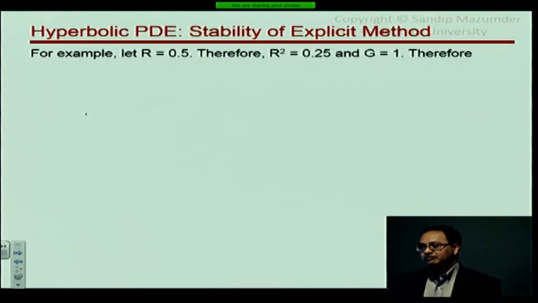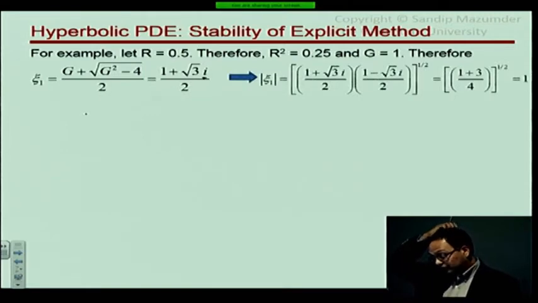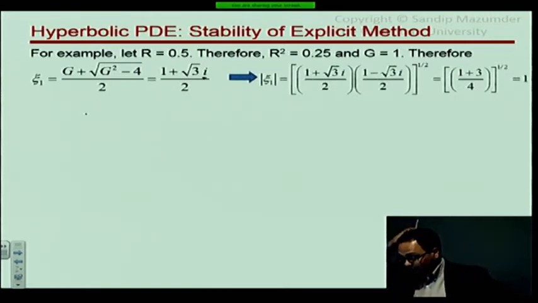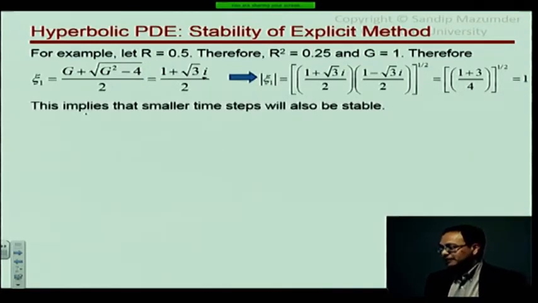Okay? Here's a little example. So suppose I use r equal to 0.5. All right, so this is the CFL number equal to 0.5. Then r square is 0.25, g is equal to 1, and therefore xi1 becomes 1 plus square root of 3i over 2. Okay, i being the complex number, the imaginary number, sorry, square root of minus 1. Okay, so therefore the magnitude of xi1 becomes exactly 1. Okay, and you can try it for any number. You'll find that it's always 1. All right. So this implies that smaller time steps will also be stable.